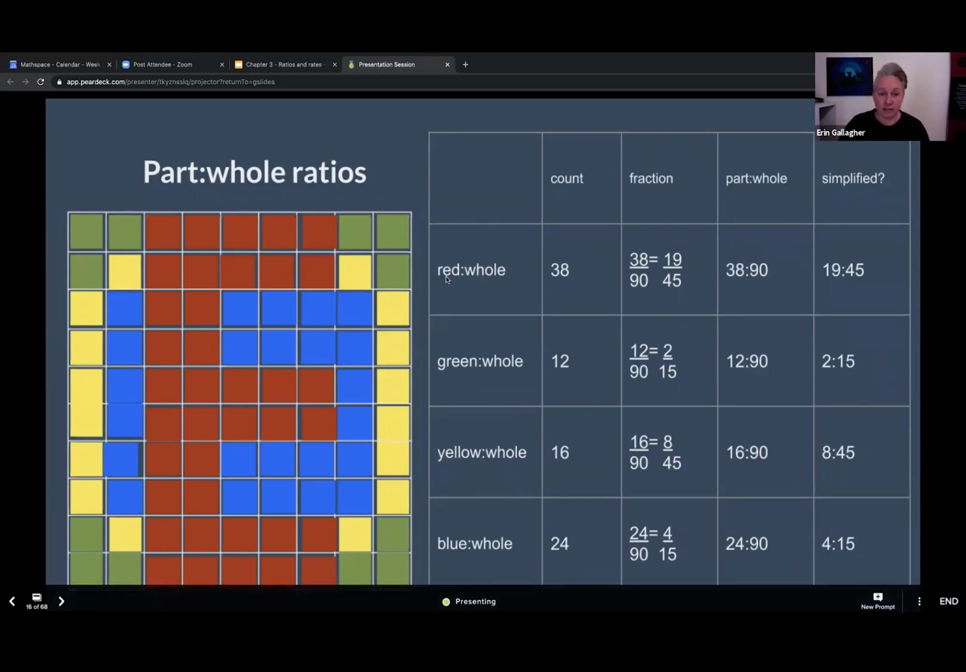Okay, so a part-whole relationship is very much like a fraction. It's the part, in this case red, to the whole. So we had 38 over 90 as the fraction, and 38 is to 90 as the ratio. So that's our part-whole ratio.